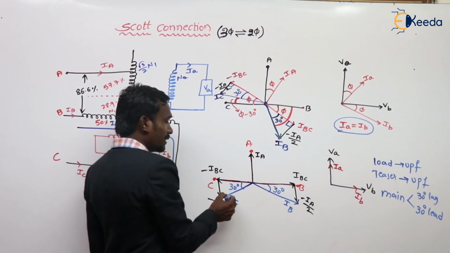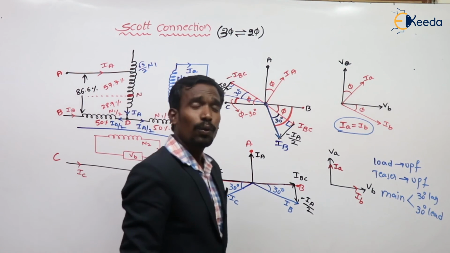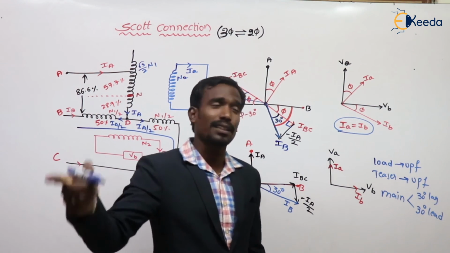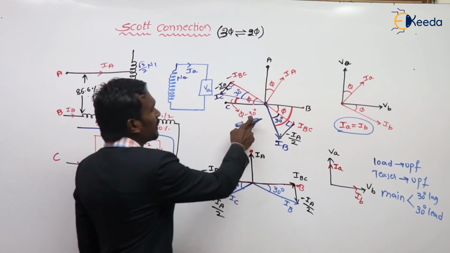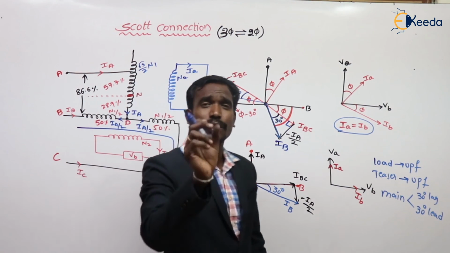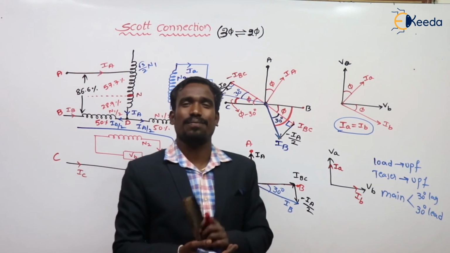This is 30 degrees lagging. I said already, one is operating at phi plus 30, the other at phi minus 30. Here phi is 0. This is the vector diagram for balanced lagging load. This is the vector diagram for balanced unity power factor load. This is about Scott connection.